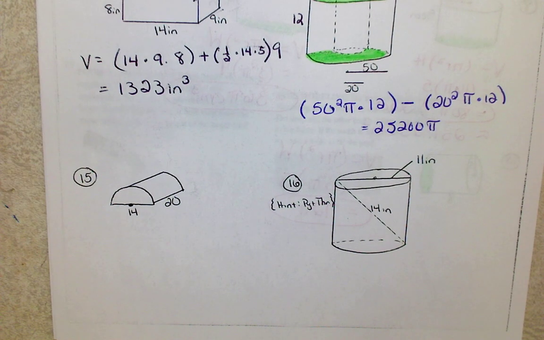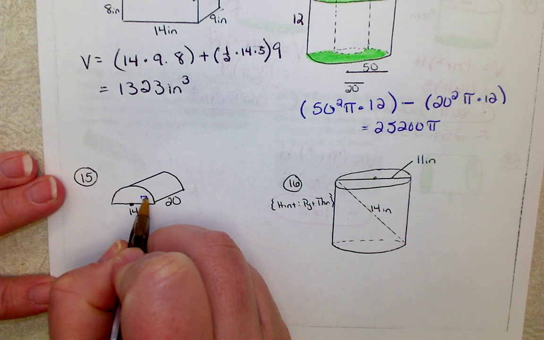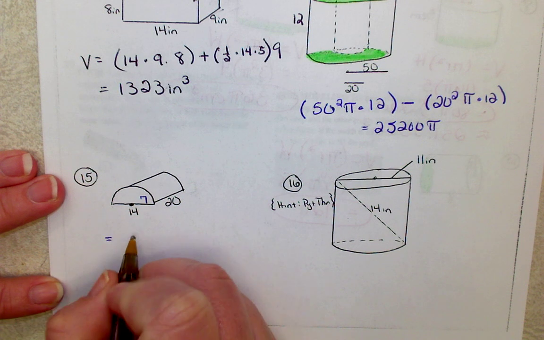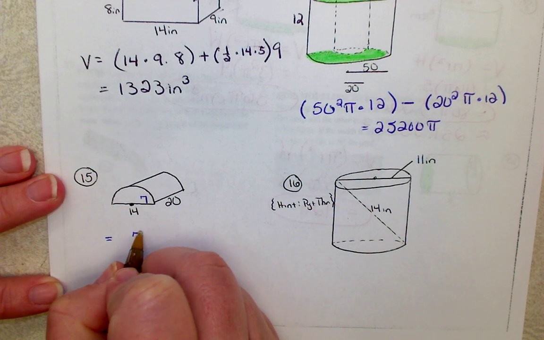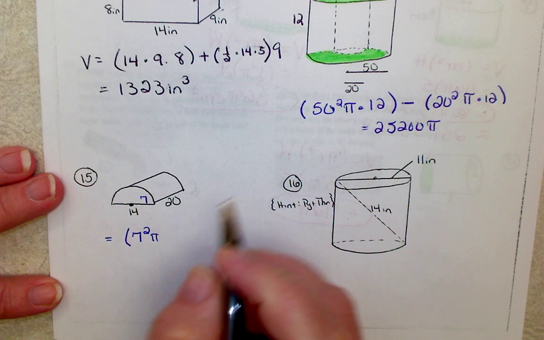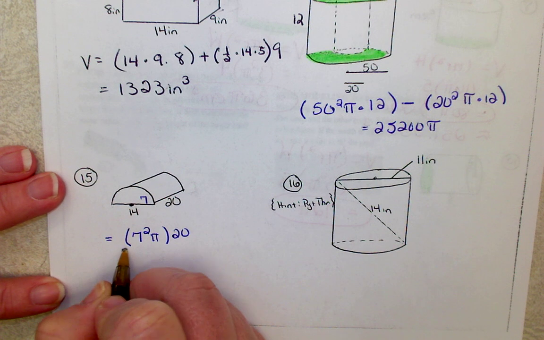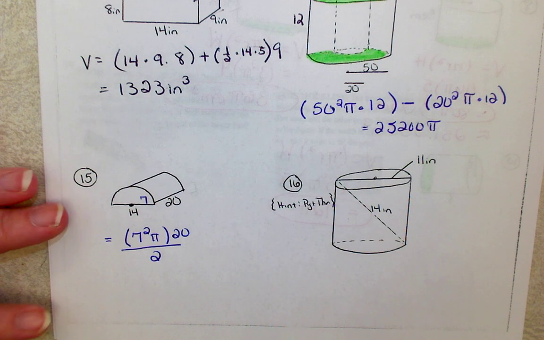All right, for number 15, if you notice, we've got half a cylinder here. So we're going to find the volume of the cylinder, and then we're going to take half of it. So if the diameter is 14, the radius is 7. So we're going to say 7 squared pi times the height of 20. And then we're going to divide it by 2, or take a half.